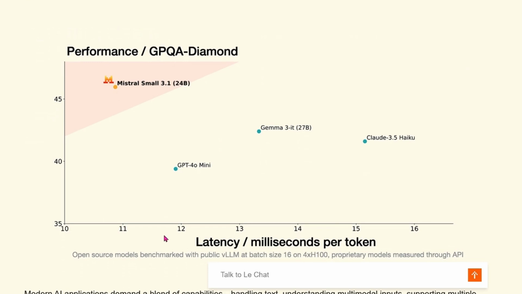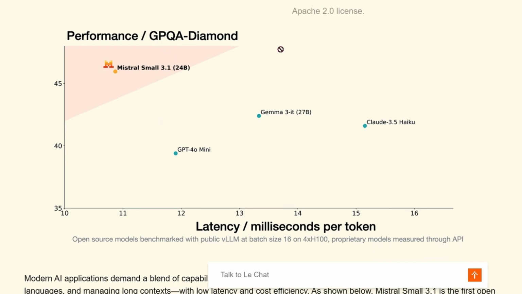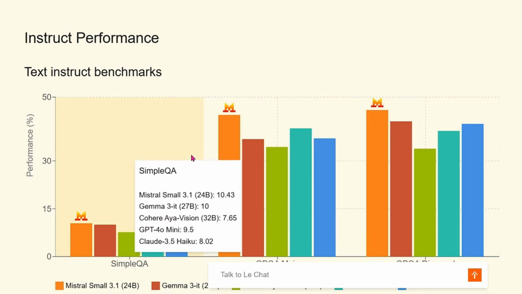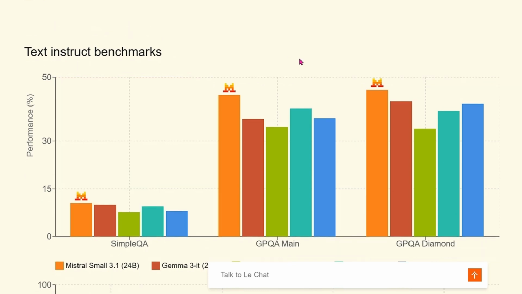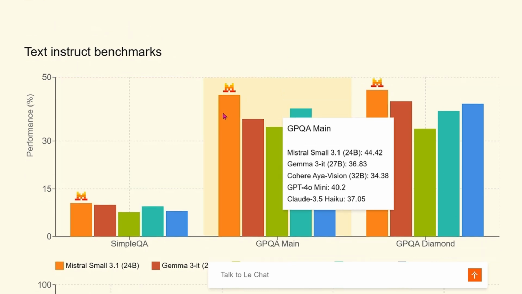On the x-axis, we see the latency here. On the y-axis, we see the performance. We can see that Mistral Small 3.1 stays right on the left top, and it's pretty amazing. This has been done on the GPQA Diamond. I don't really trust the benchmarks, but these are the benchmarks that you can see on the left. On the orange color, we have Mistral Small 3.1.